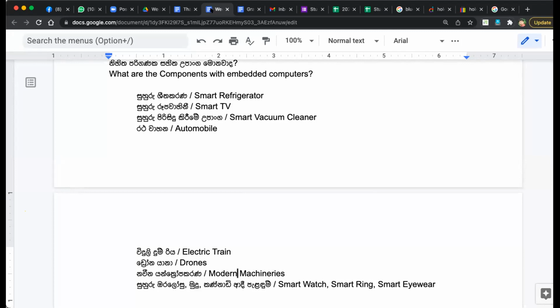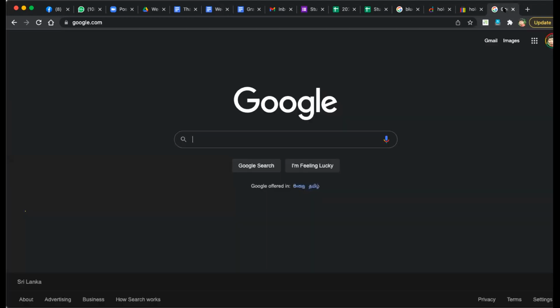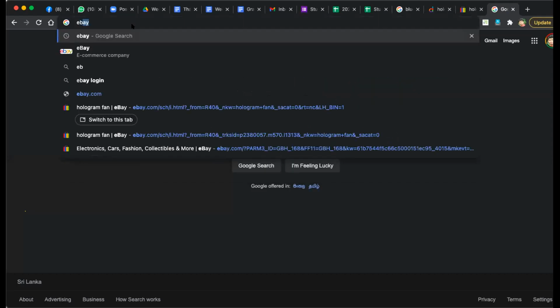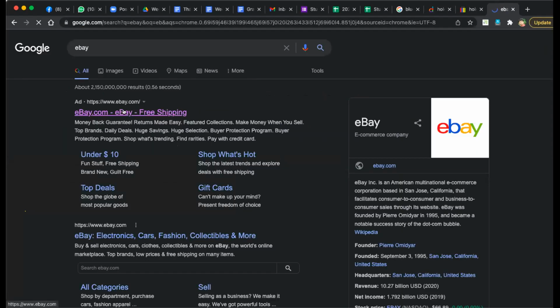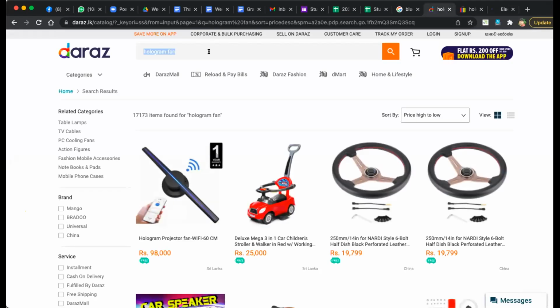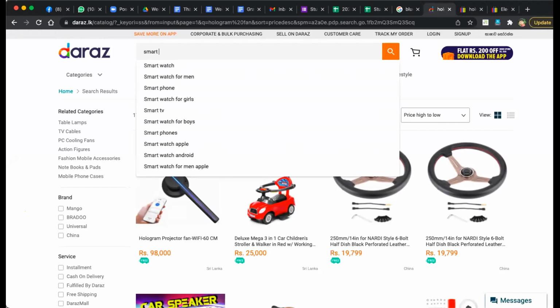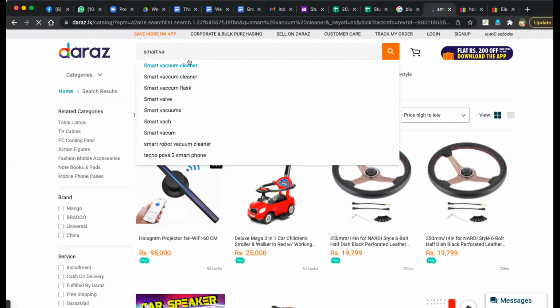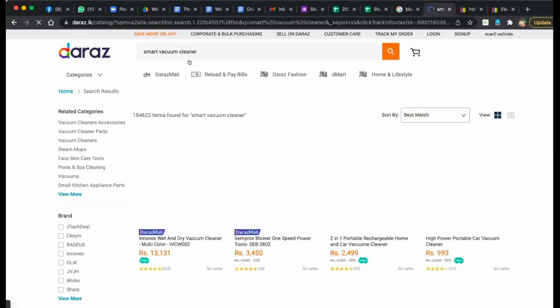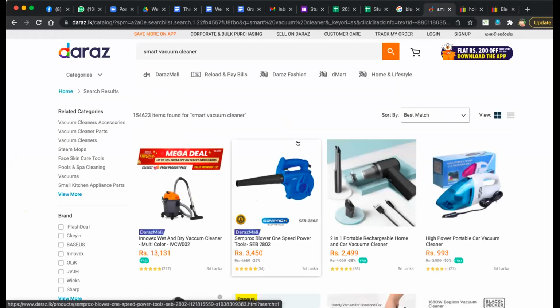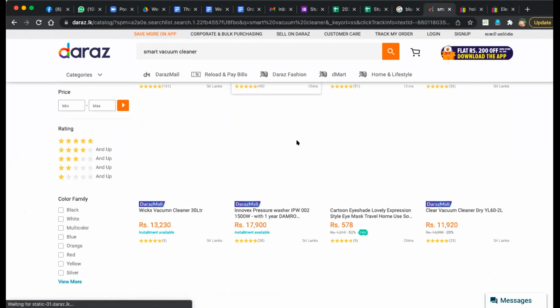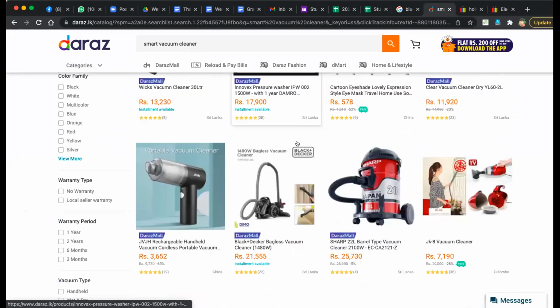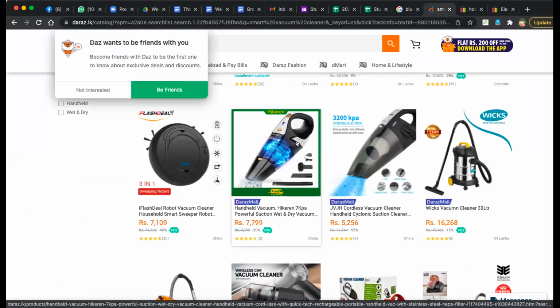Do you need to know any other thing? Smart vacuum cleaner: you can buy this for a small amount of dollars on eBay, so it's cheaper. Even in Daraz, I think you can find that vacuum cleaner. It is a cheaper one, which automatically collects garbage, but not much, only small amounts.